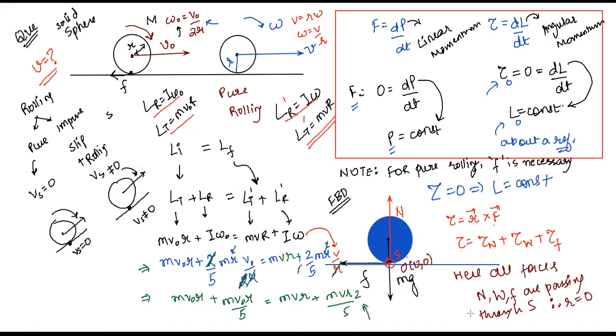So in the question it was given that a sphere was in an impure state of rolling, and then after some time it attained a pure state of rolling, and we need to find the final velocity of the sphere. So at first we found the net torque due to the normal force, the weight of the sphere, and frictional force, with respect to a fixed point.